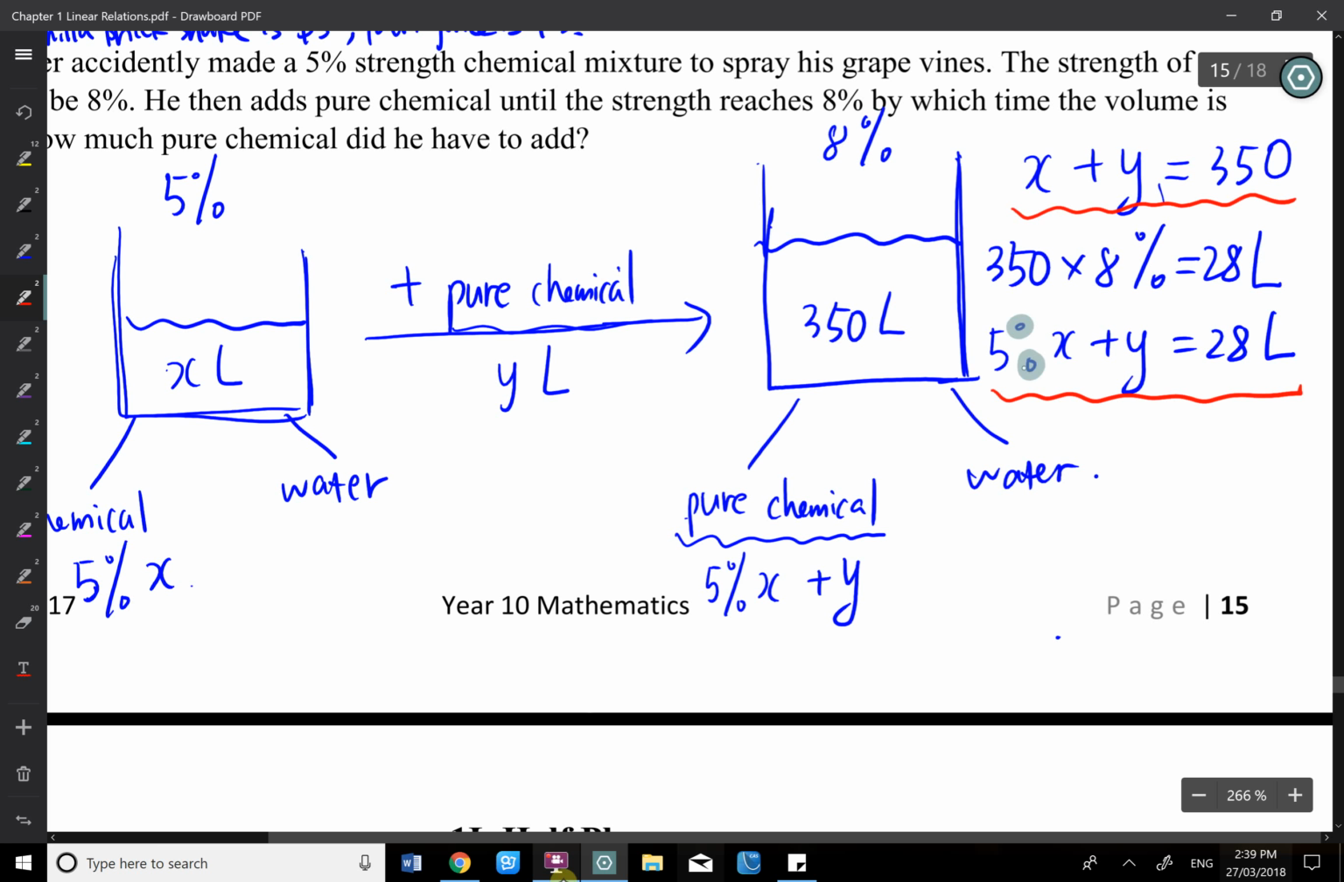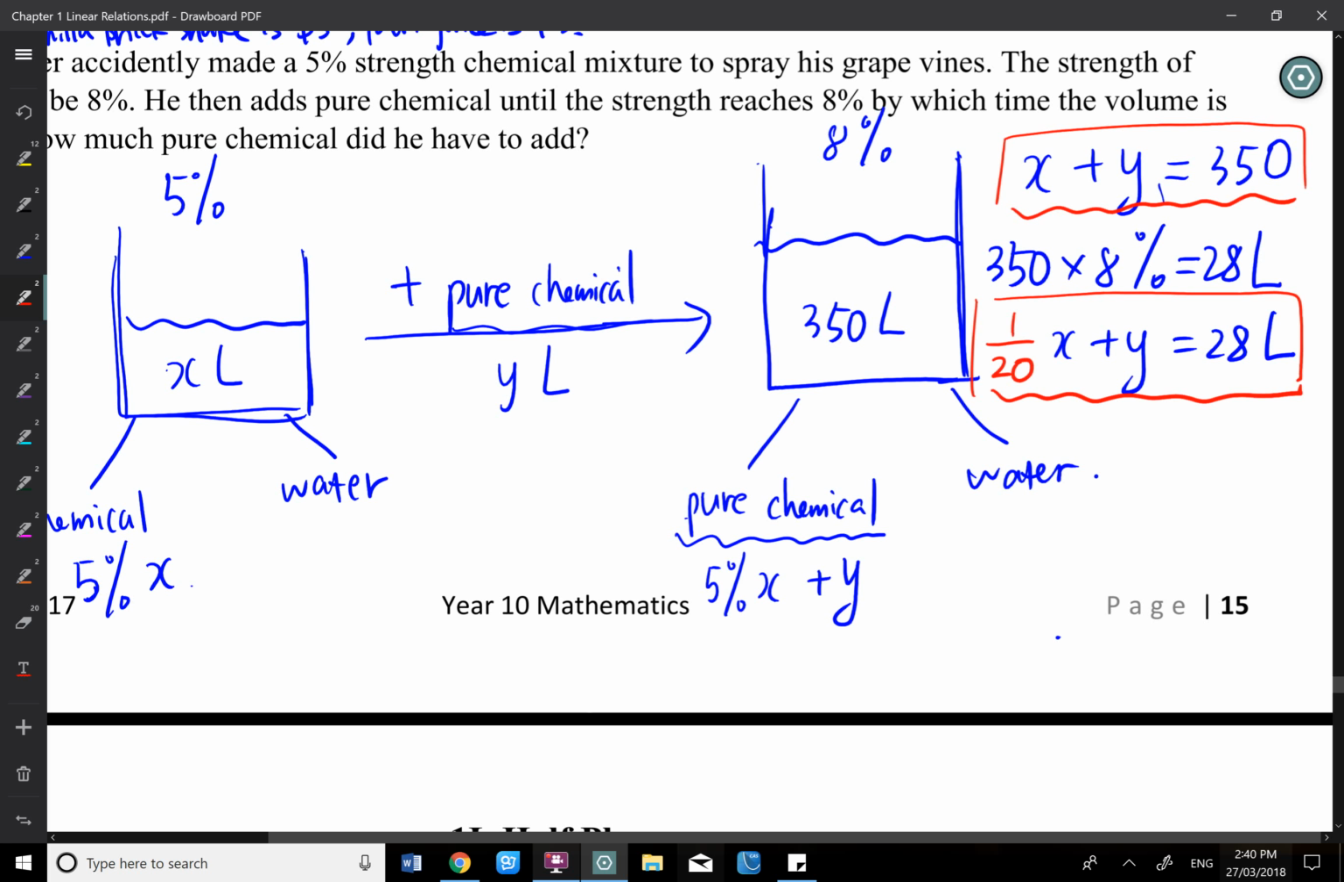Now I can say 5% is 1 over 20, which makes it a little easier to see. I have set up a simultaneous equation for X and Y. The first is the volume of the total mixture, and the second is the volume of the pure chemical. I can set up two equations for that, and I can solve for it.